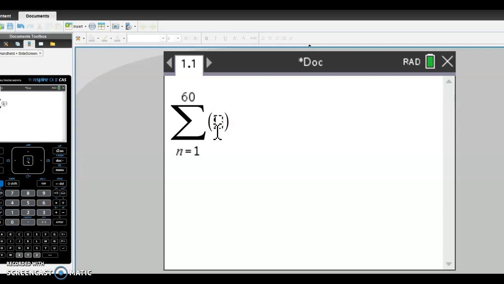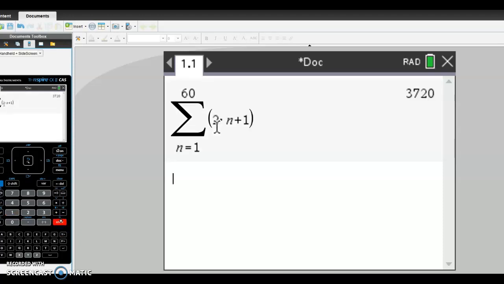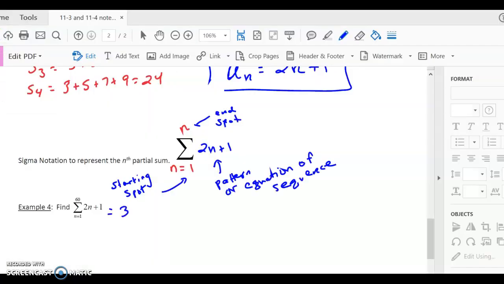Now what's very important is that when you put your formula in, use the same variable that you had at the bottom of sigma. Because if you don't, this won't work out. But now it's going to tell the calculator, go ahead and add up the first 60 terms. So then all you do is you press enter. 3,720. So this answer is 3,720.